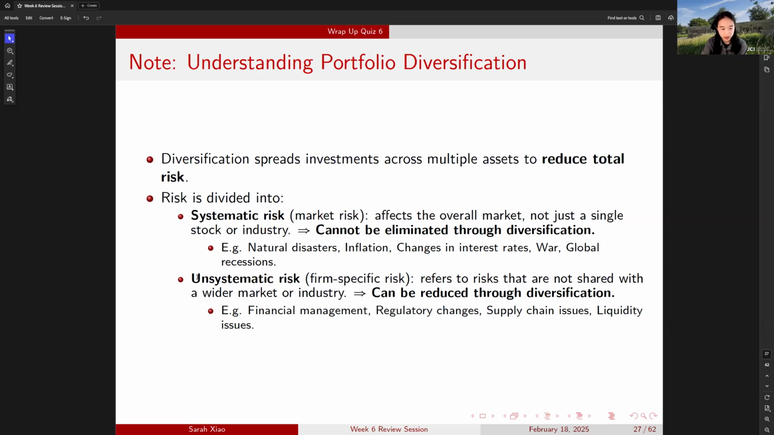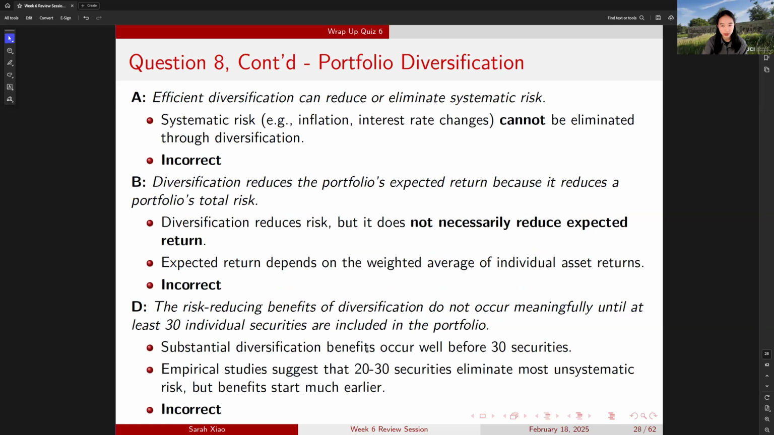The other type is unsystematic risk, or we call it firm-specific risk. It refers to risks that are not shared with a wider market or industry. Therefore, it can be reduced through diversification. Examples include financial management, regulatory changes, supply chain issues, or liquidity issues. All right, so let's consider each option one by one.